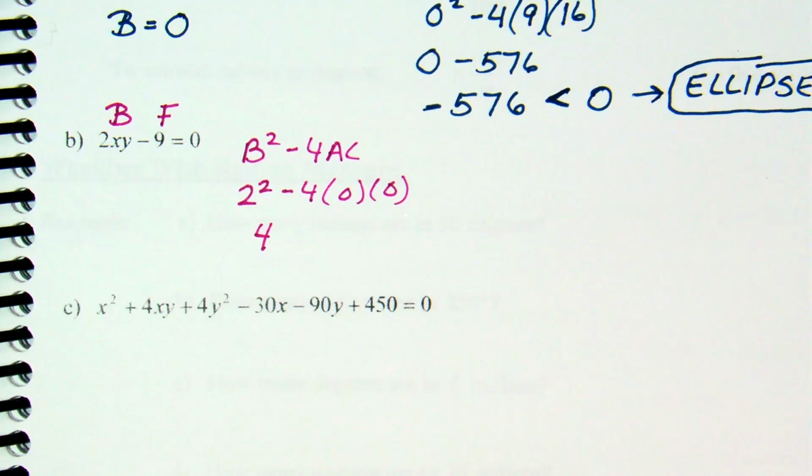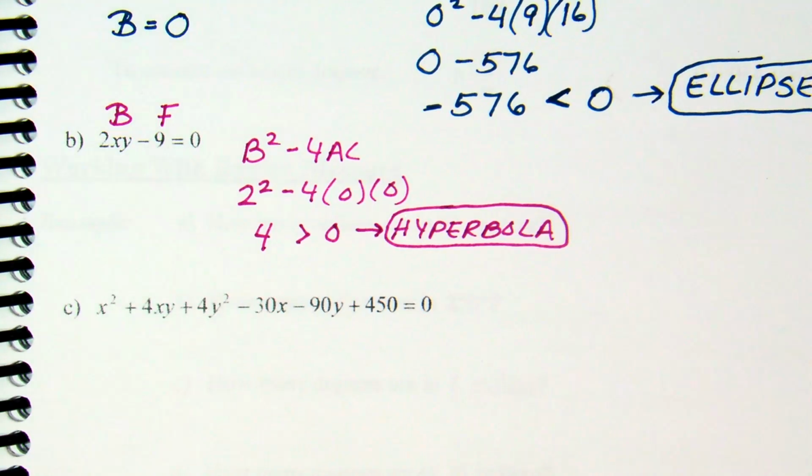Okay, C. What do you know? Because x squared, there's an invisible 1 in front of it. So A is 1. B is in front of xy, so B is 4. Negative 30 is in front of x, so it's D. Negative 90 is in front of y, so it's E. And 450 is F.